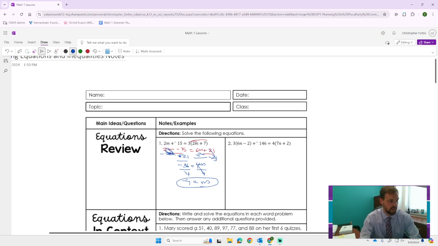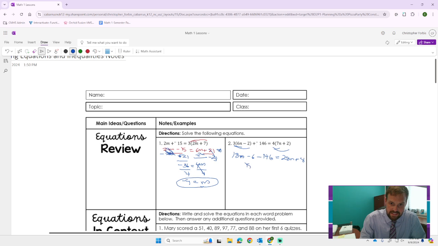Again, pause video. Try the next one on your own. I'm going to run through this one kind of quick. But again, we're trying to get it to look like this step right here. We're trying to simplify everything out. Distributing the 3. Distributing the 4. So I'm going to say this is 18n, oops, sorry, not m, n, minus 6, and remember, plus a negative is the same thing as minus 146 is equal to 28n plus 8, distributing everything out, okay?